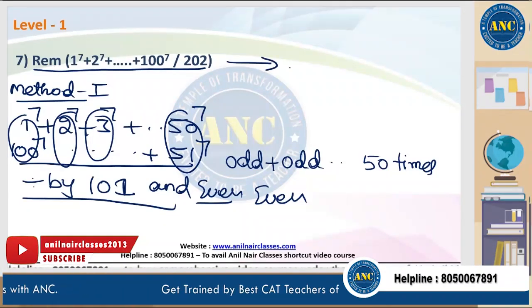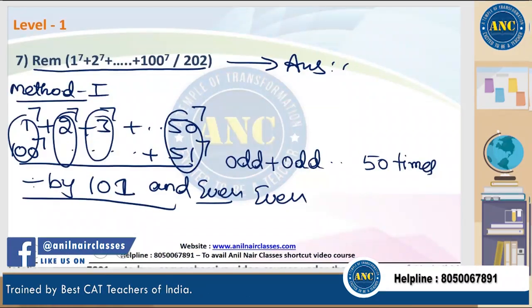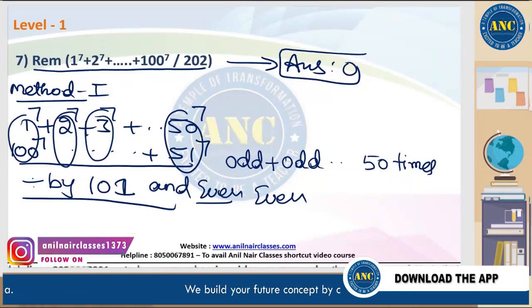2 and 101 is 202. Answer is nothing but 0. Idea clear? 1 power 7 plus 2 power 7, right?